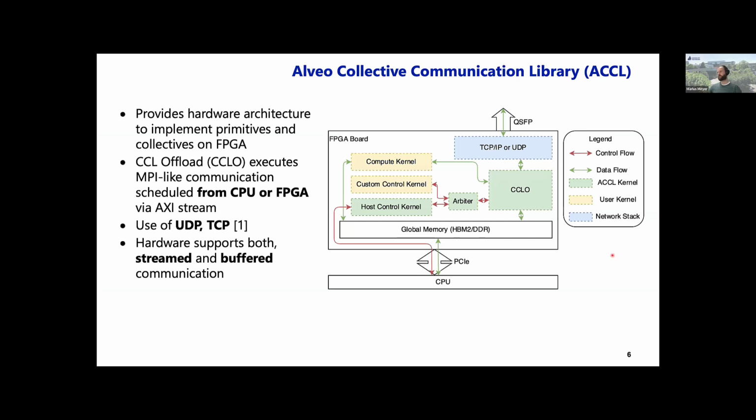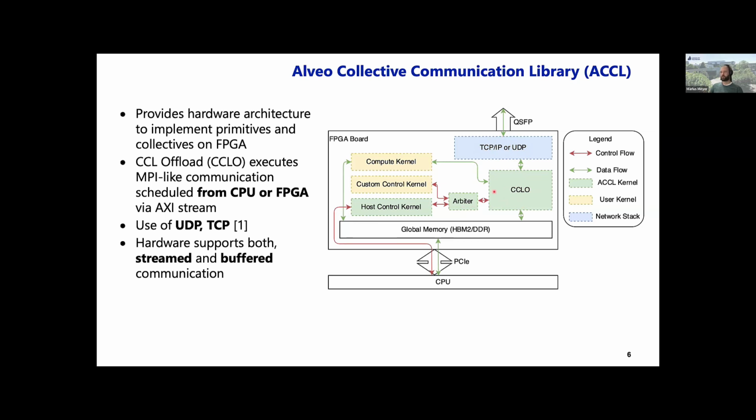So this is, I would say, a user-side view of ACCL, with very low detail. ACCL implements a hardware architecture that allows to implement primitives and collectives directly on the FPGA. The core of ACCL is the Collective Communication Library offload, so the CCLO. And this basically executes the MPI-like communication on the FPGA and is connected to either a TCP or UDP network stack for the communication. And the network stack then uses the queues of P ports and the dedicated network.